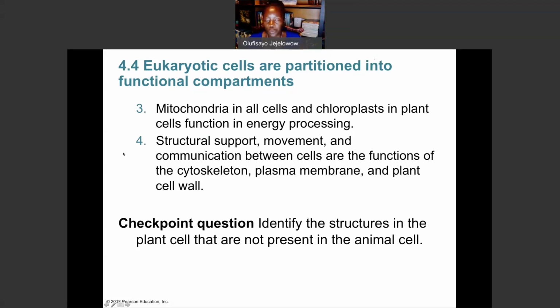The fourth group provides structural support, enables movement and communication between cells. And these are members of the cytoskeleton, the plasma membrane, and in plants it also includes the cell walls of plants.